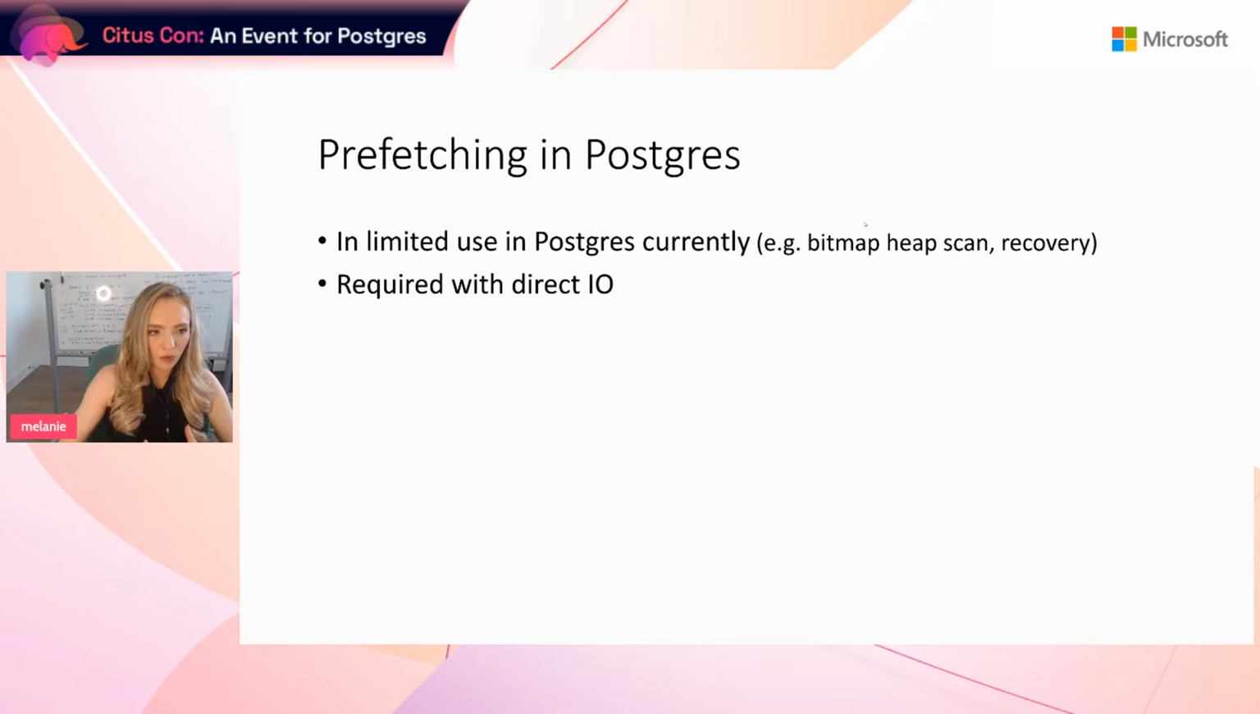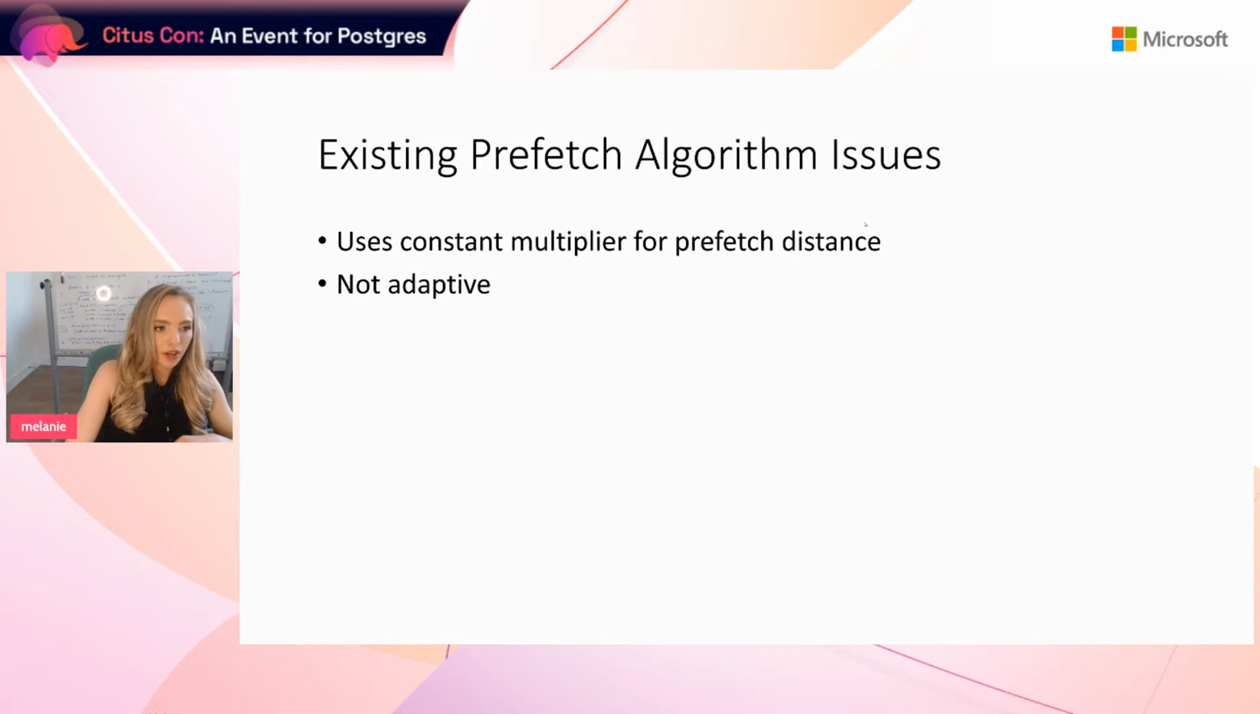However, with the proposed direct and asynchronous IO patch set, if you use direct IO, you have to have prefetching. Otherwise, every single block that's requested by the consumer is going to experience the full latency of the storage. And of course, you have the syscall overhead for every request also.